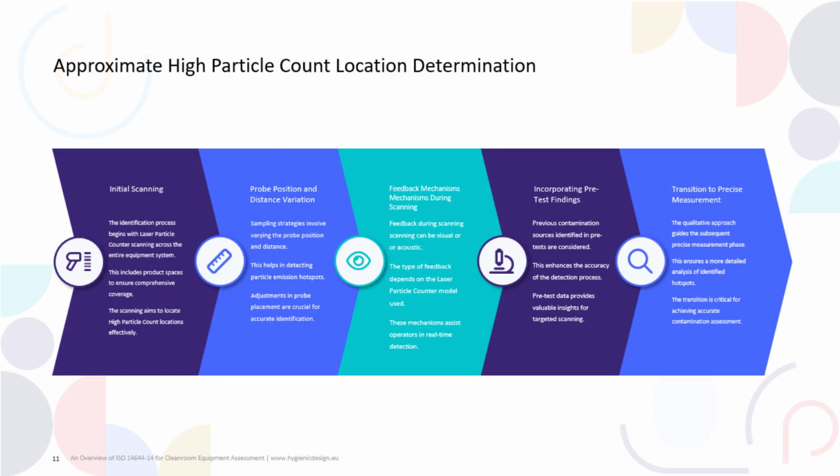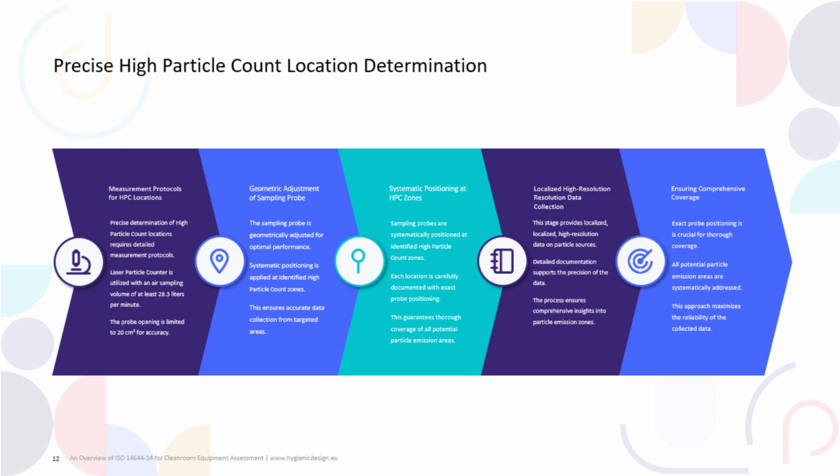During scanning, feedback can be either visual or acoustic, depending on the laser particle counter model used. These feedback mechanisms assist operators in real-time detection, improving the efficiency of the process. Pre-test findings, such as previously identified contamination sources, are incorporated into the scanning process. This enhances the accuracy of detection by providing valuable insights for targeted scanning. Finally, the qualitative scanning approach guides the transition to a precise measurement phase. This step is critical for conducting a detailed analysis of the identified hotspots and achieving an accurate contamination assessment.